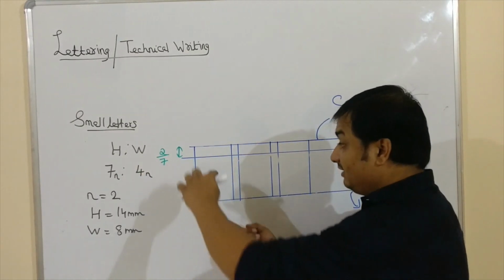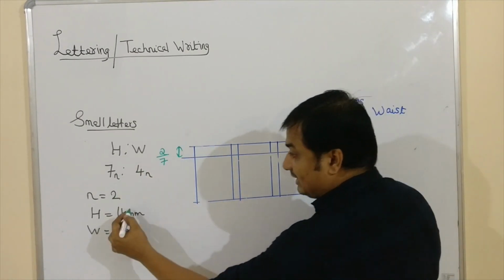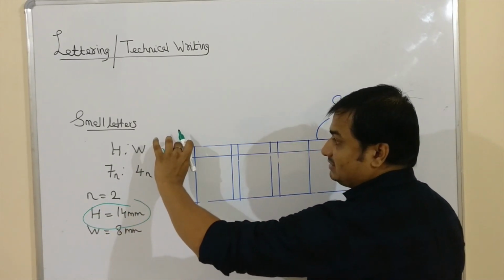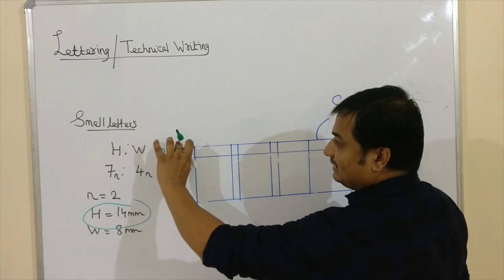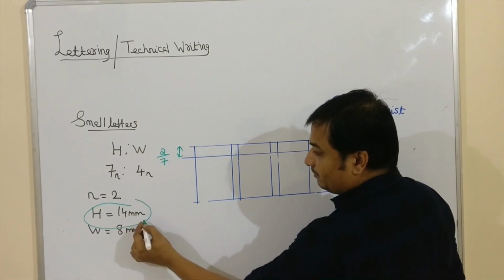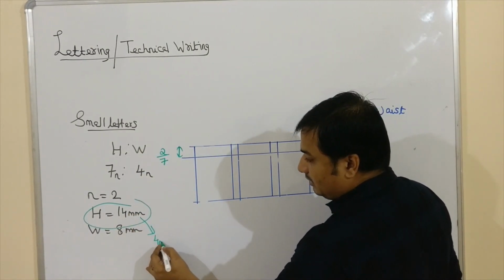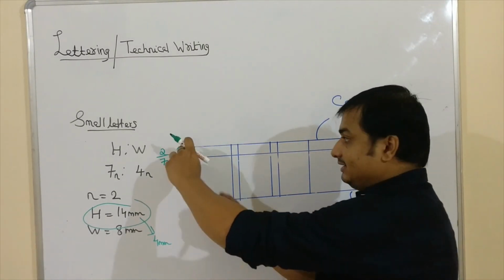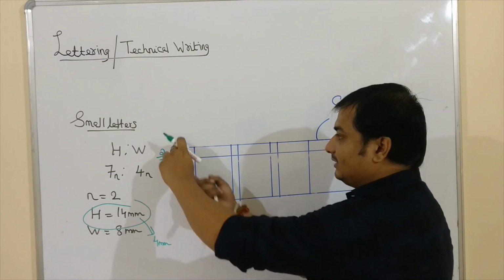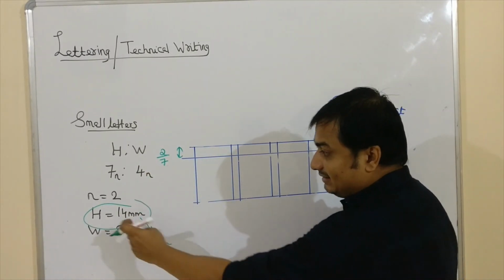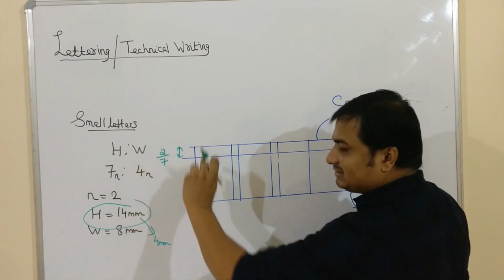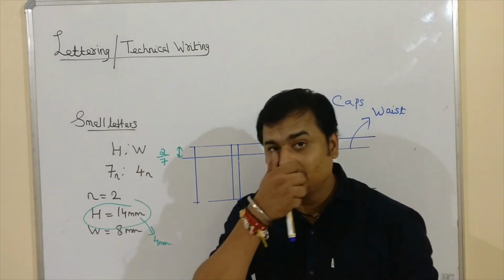But in our case, the distance between caps and drop is 14. So the distance between the waist and the caps should be 4 mm. If the height is 7, this should be 2. If the height is 14, that should be double. So in the height equal to 14 case, the distance between the caps and the waist should be 4 mm.